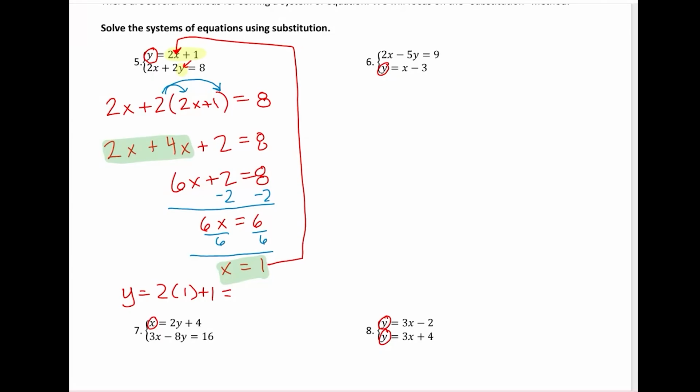And you can use a calculator here, and you can use a calculator on everything in this class. 2 times 1 is 2, plus 1 is 3. So now we have x, we have our y. That's all we need. That's our answer. It's going to be, and we're going to write it as a coordinate, 1, 3.